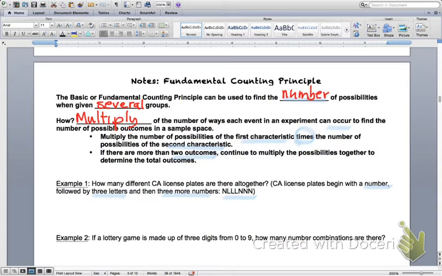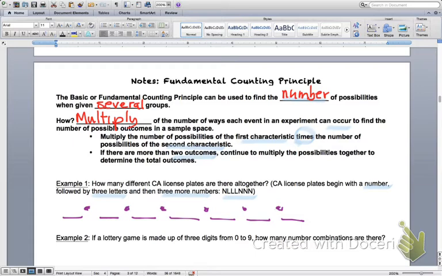So one way I like seeing it is I'll just put a line for each option. So 1 option, 2, 3, 4, 5, 6, and 7. So here's my license plate. There's 7 spots to be filled. And between all the options or the characteristics here, I am going to multiply the numbers. So you're going to get a very big number here.